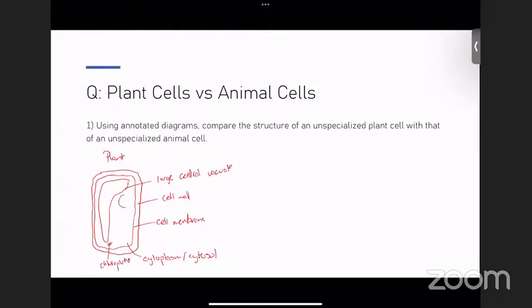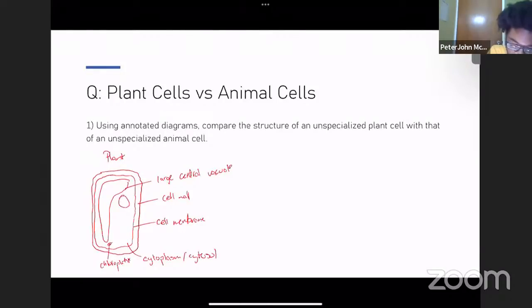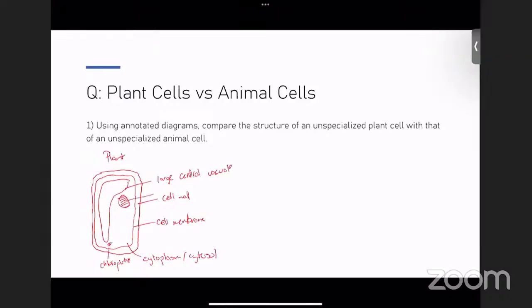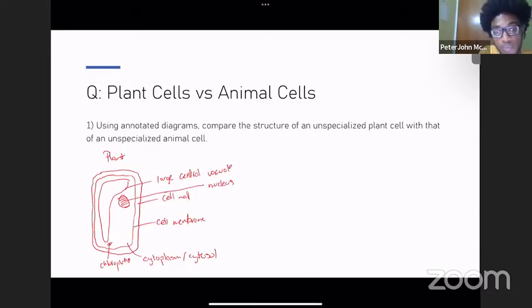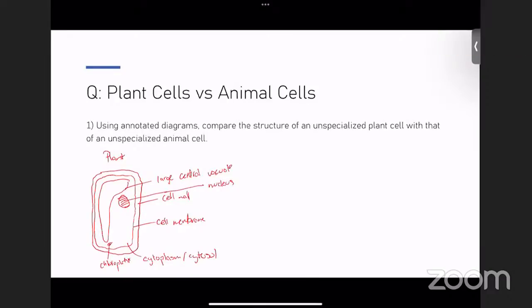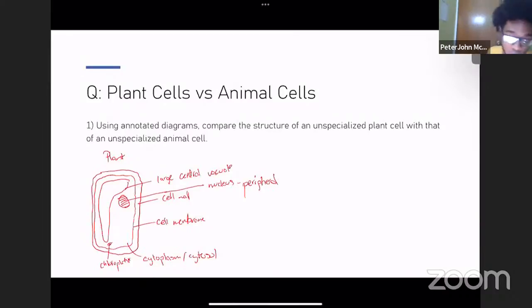How would you describe our nucleus? As in, how would you describe it versus an animal cell? It's a peripheral nucleus. We have a peripheral nucleus.